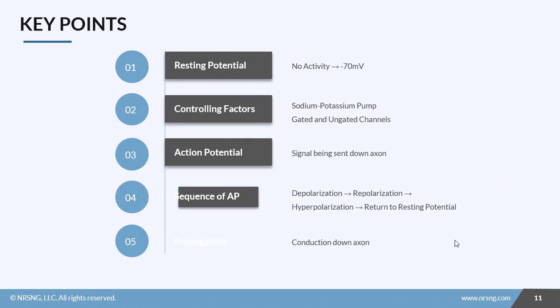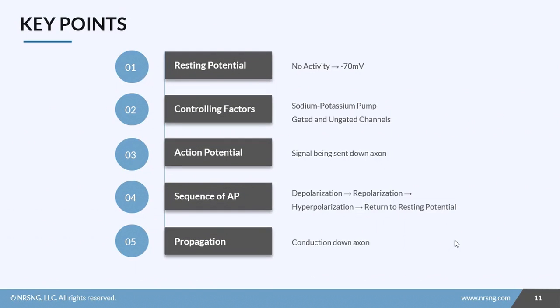So let's recap what happens with membrane potentials. Remember, that just means the electrical charge across the membrane. So the resting potential in a nerve cell is when nothing is happening, and it's usually about negative 70 millivolts. The things that control these charges are basically the movement of sodium and potassium across the membrane, both with the sodium-potassium pump as well as with gated and ungated channels.